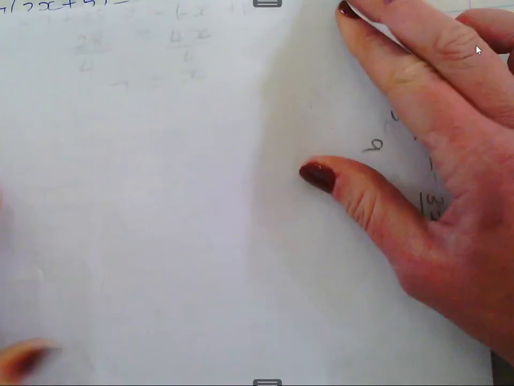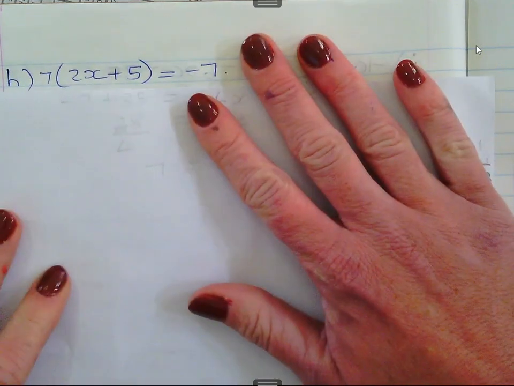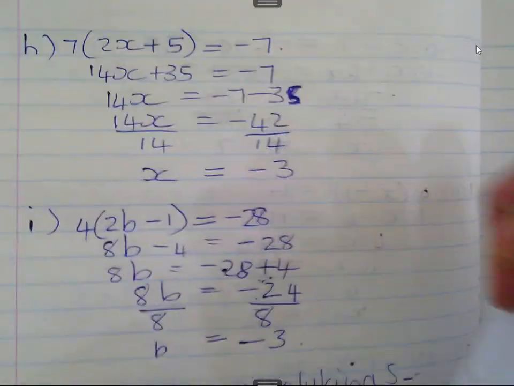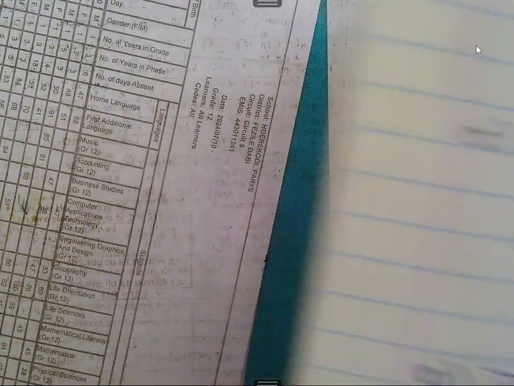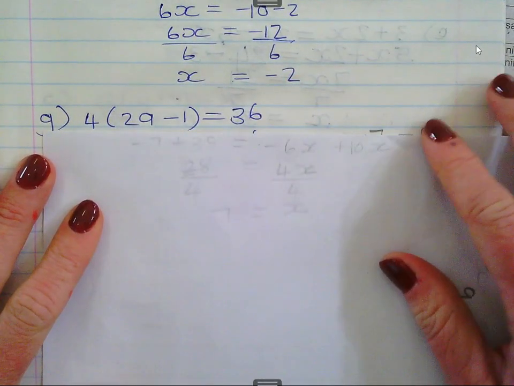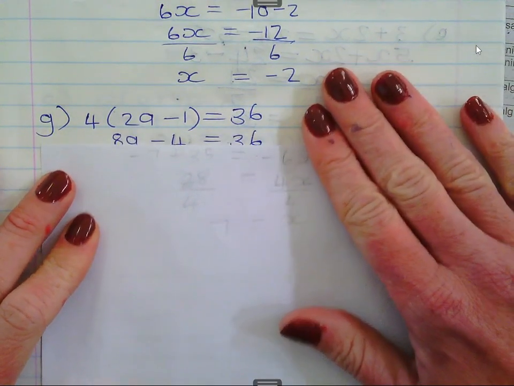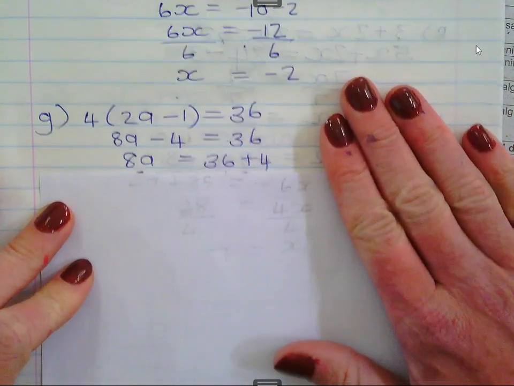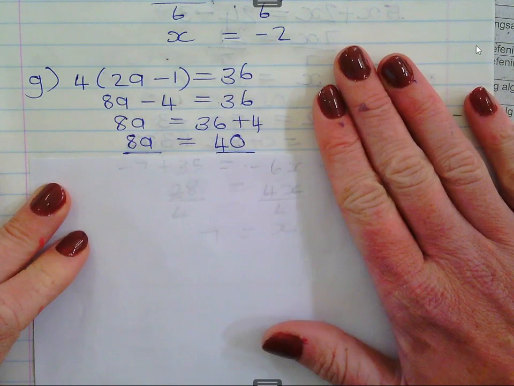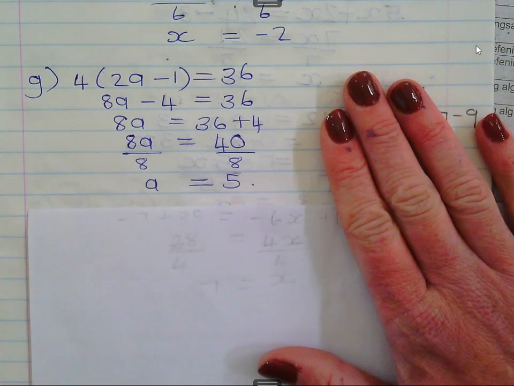Solofelu. H. Wait. Where are we now? G. Okay, so I have to page back. Sorry. Okay. Yes. Okay. 8a equals to 40 and divided both sides by 8 and a equals to 5. A is equal to 5. Good, we got it right. A equal to 5. Well done.